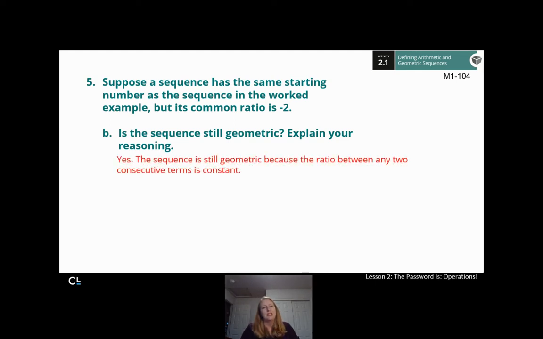Yeah, it's still geometric. The sequence is still geometric because the ratio between any two consecutive terms is still constant. Yes, my common ratio is now a negative. So what? It's still a common ratio. I'm still multiplying by the same thing every single time. So it is still a geometric sequence.